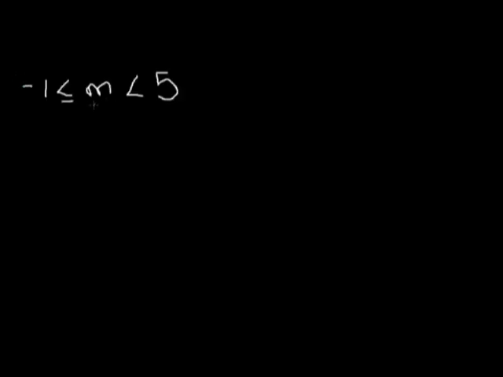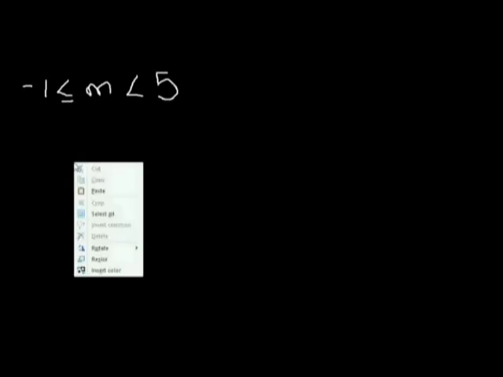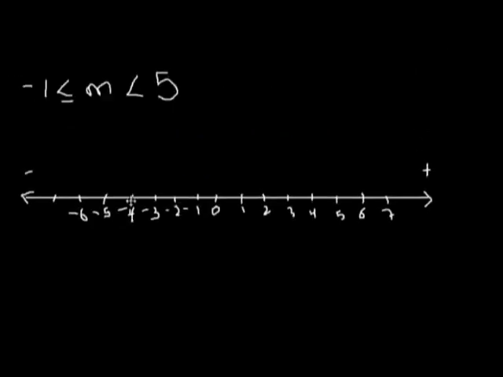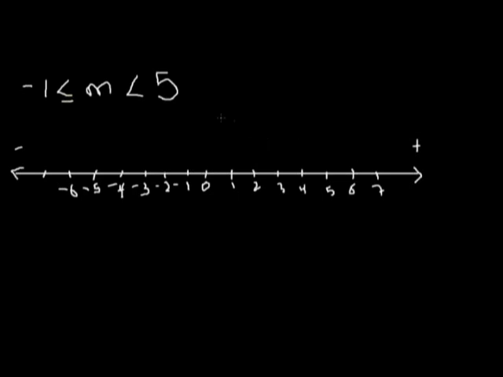Now let's try this. m is less than 5 but is greater than or equal to negative 1. We can represent this on the number line. So it says m is less than 5 but is greater than or equal to negative 1. m is less than 5. So it will start from 5 and it will come down this way towards the left hand side.